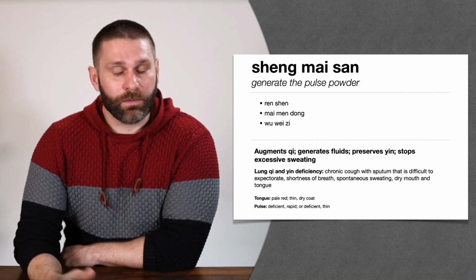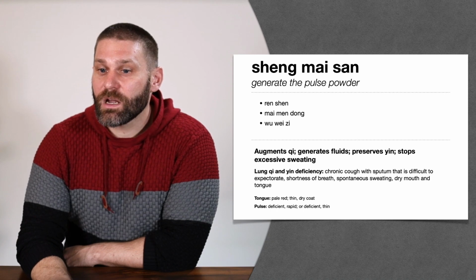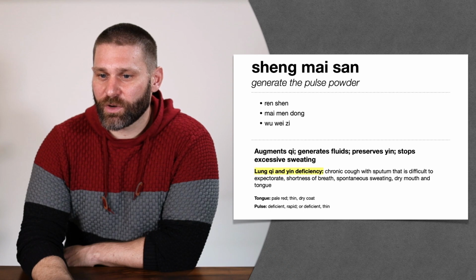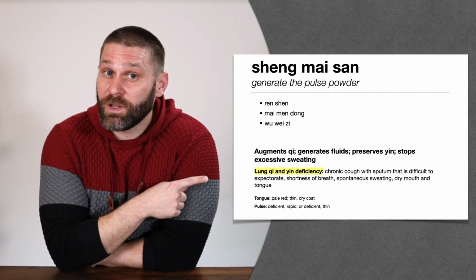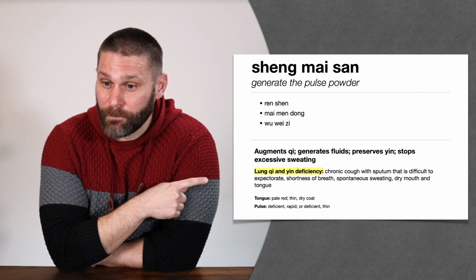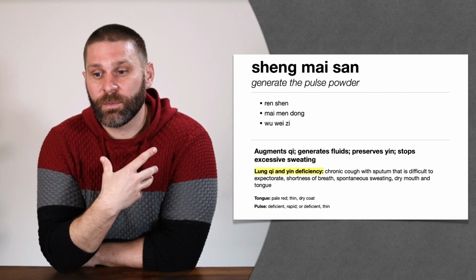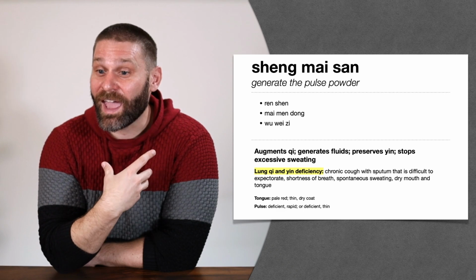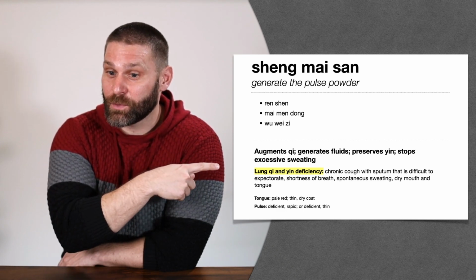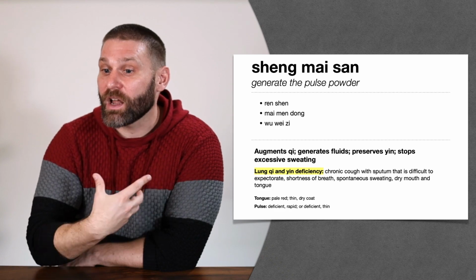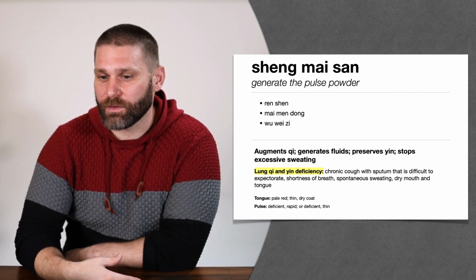Another one in terms of lung qi leakage is Shengmai-san, generate the pulse powder. This is for lung qi deficiency plus lung yin deficiency, but then we also have symptoms of coughing and wheezing and sweating. So in the actions, we say it stops excessive sweating. In the indications, we say chronic cough with sputum that's difficult to expectorate.